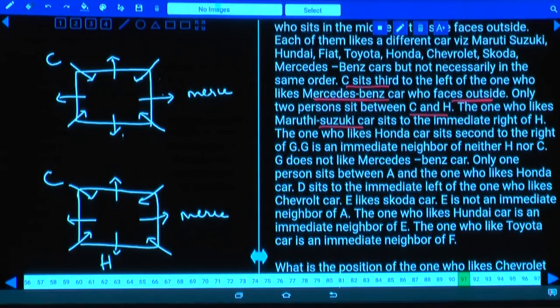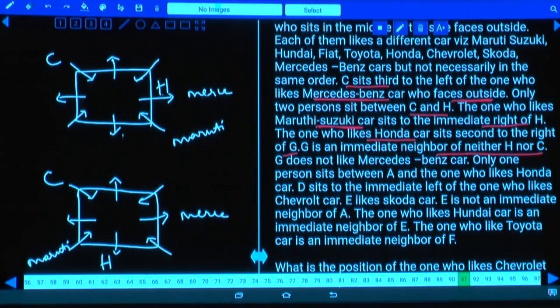Then, what is the other information? The one who likes Maruti Suzuki car sits to the immediate right of H, and this person must be Maruti Suzuki. Then, the one who likes Honda car sits second to the right of G. G is an immediate neighbor of neither H nor C. G is not an immediate neighbor of H or C. So G cannot be here, and G cannot be here.